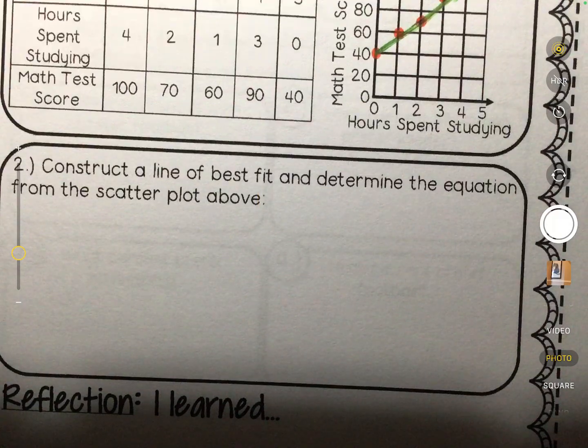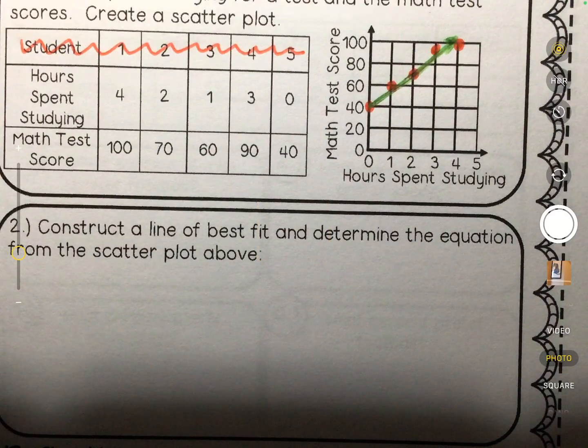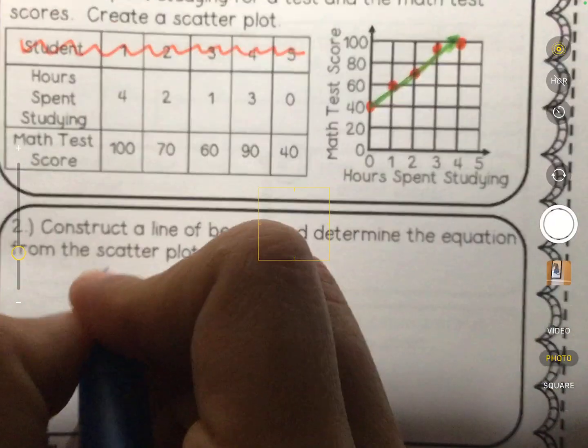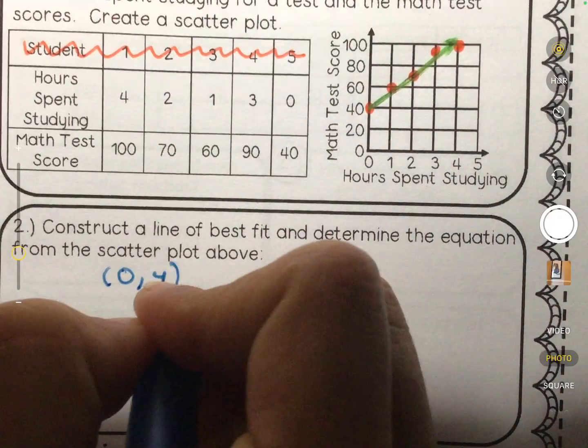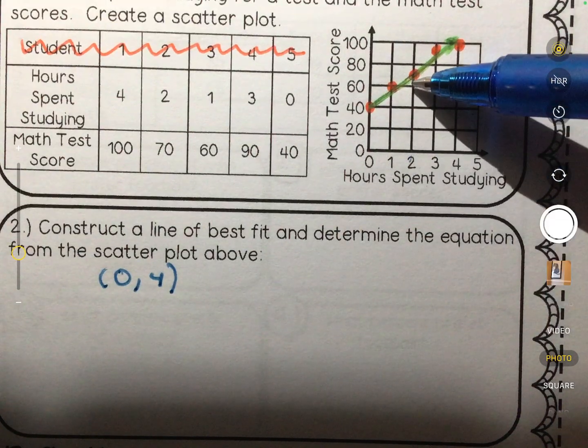So can somebody give me 1 point that the line goes through? 0, 40. I like that. And one more. Then 400. Or no, sorry, that one wasn't it. It was 270. Very good.